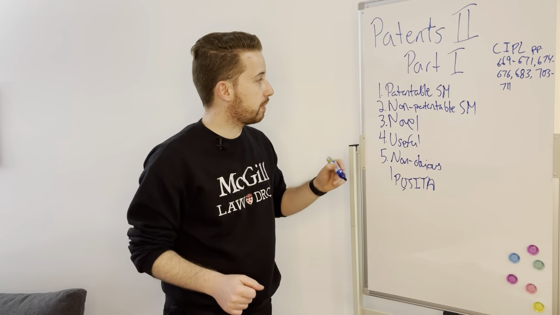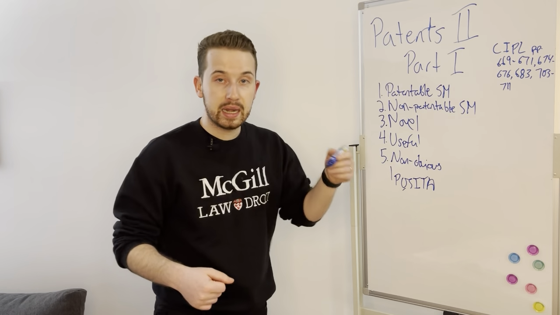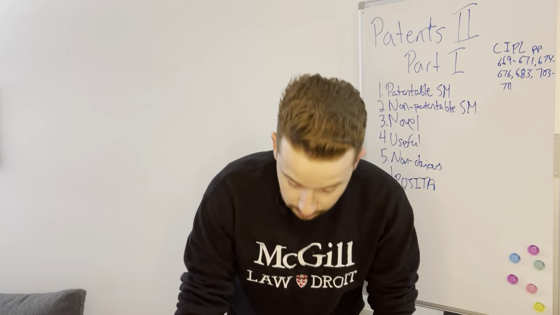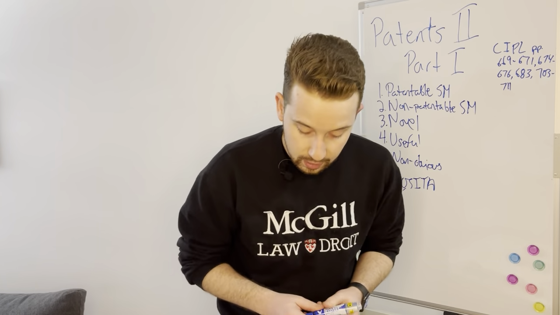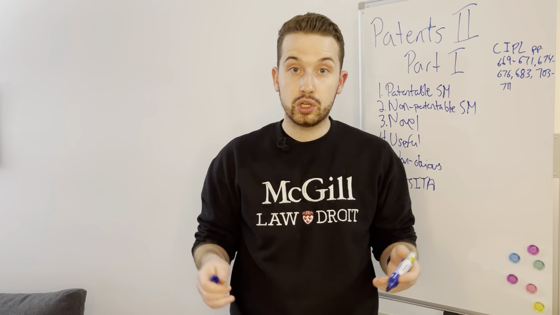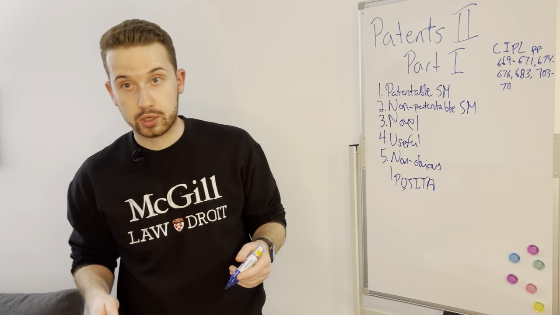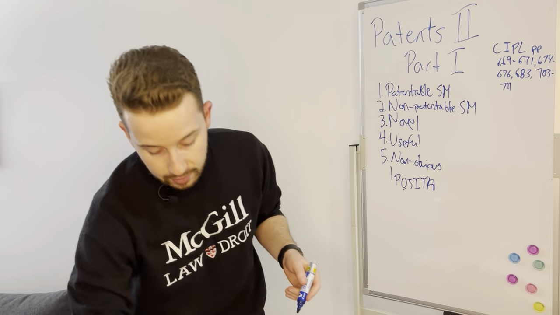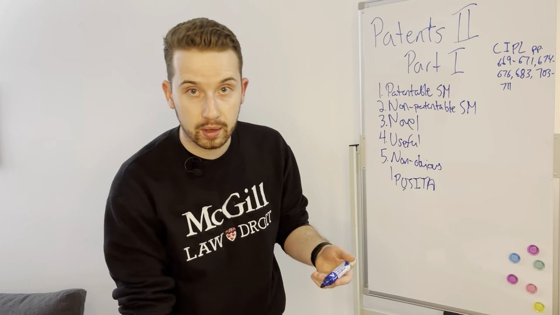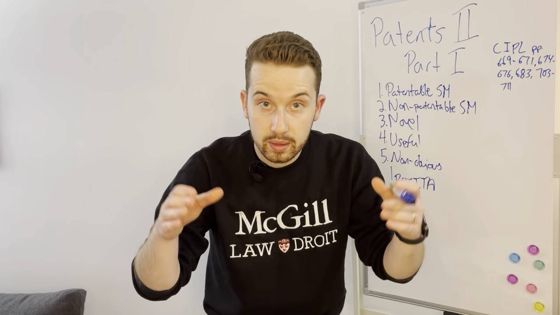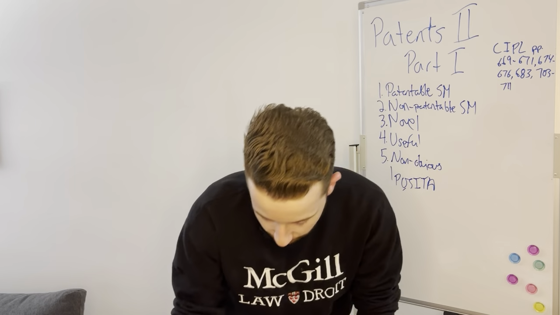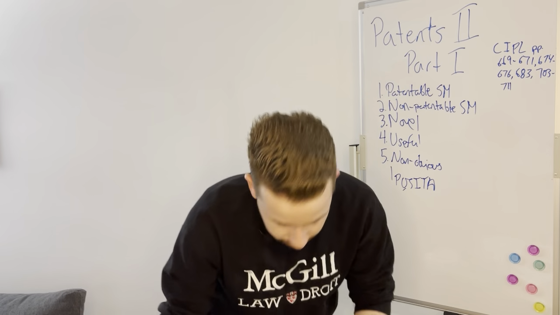So last week we looked at patentable subject matter. As I said, now we're going to look in greater detail at what is non-patentable subject matter, right? So things that don't fall under the definition of what you can patent under Section 2 of the Patents Act. The book calls it non-statutory subject matter. That's the same thing, right? Matter that does not fall within the specific definition that's provided at Section 2 of the Act.